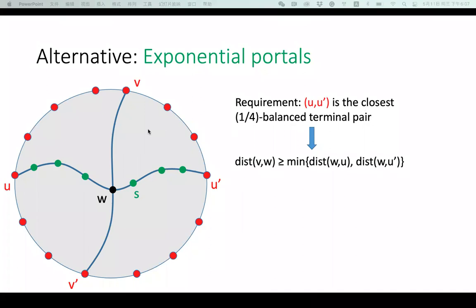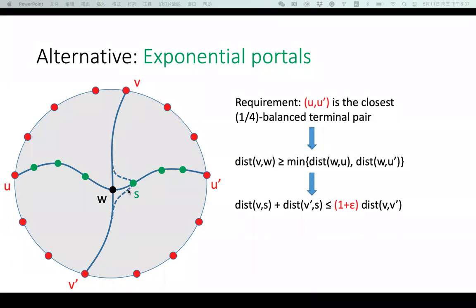Okay, so assume without loss of generality that the top segment contains more than k/2 terminals. If this does not hold, then either V U or V U prime is a closer 1/4-balanced terminal pair, which contradicts the requirement that we start with. So the distance is at least, for example, the U prime W distance. According to the way that we select the portals, there must be some portal S such that the U prime S distance is within a 1 plus epsilon factor of the U prime W distance.